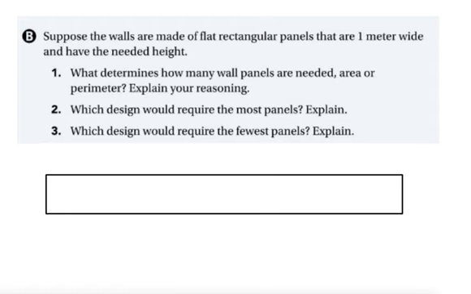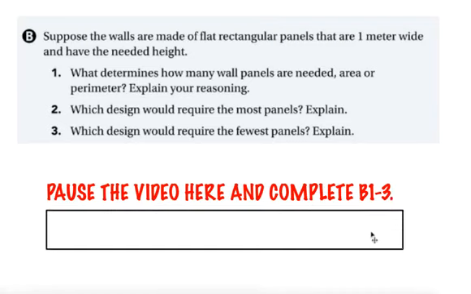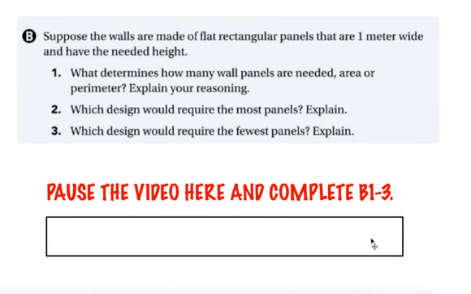All right, on to part B. So it says, suppose the walls are made of flat rectangular panels that are 1 meter wide and have the needed height. They give you 3 questions here, B1, B2, and B3, that they want you to answer with your partner. So take a moment, pause the video, and complete B1 through B3 with your partner.